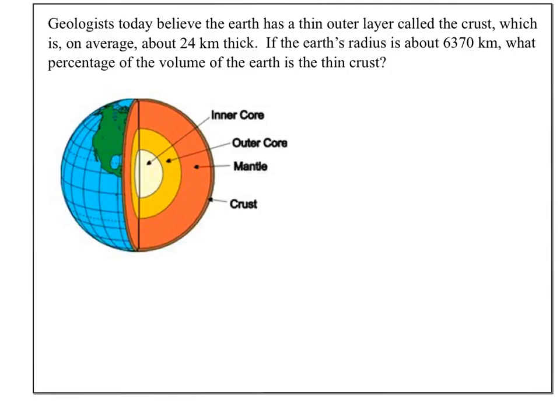Okay, geologists today believe that the Earth has a thin outer layer called the crust, which is, on average, about 24 kilometers thick. If the Earth's radius is about 6,370 kilometers, what percentage of the volume of the Earth is the thin crust? So this is just like the last problem, except these numbers are going to get pretty big. So I want you guys to start setting up what you would need to plug into your calculator, and then we'll come back together and figure out how to solve those numbers.